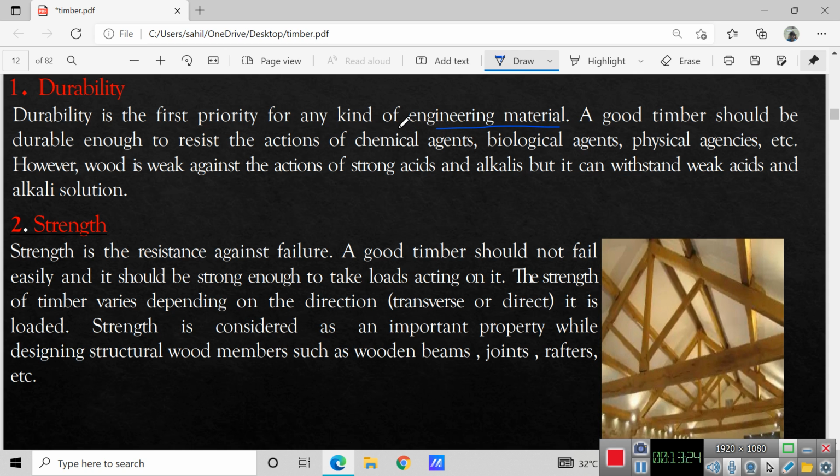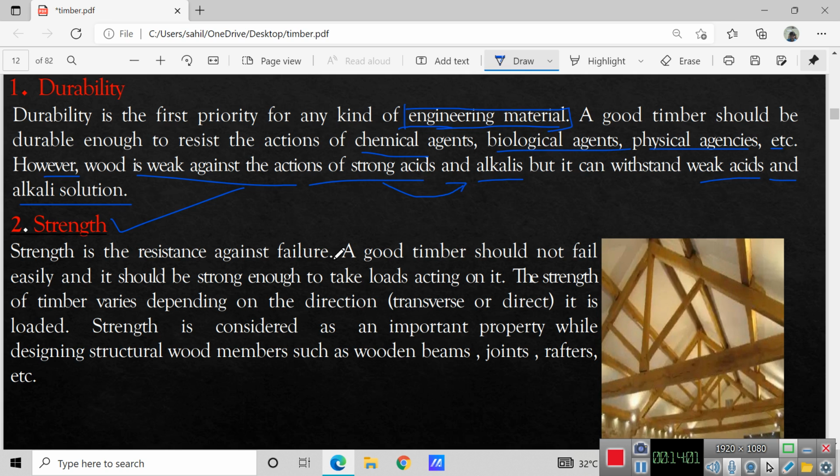As mentioned earlier, for engineering materials it is very important to be durable, and the strength of it must be good. Good timber should be durable enough to resist the action of chemical agents, biological agents, physical agencies, etc. Wood is weak against the action of strong acids, but it can withstand weak acids and alkali solutions. In case of strong acids, the wood would get destroyed because it cannot handle the effect of strong acids or strong alkalis.